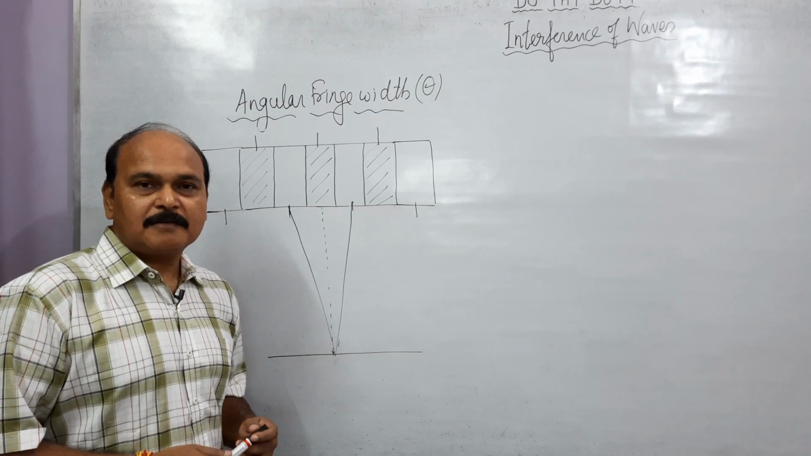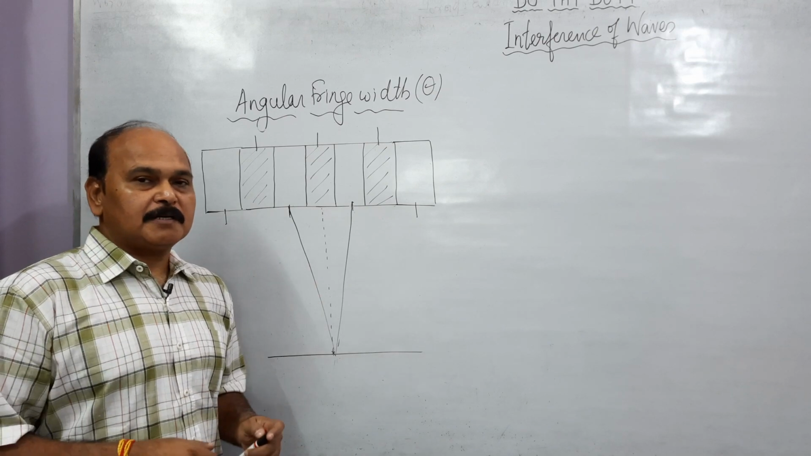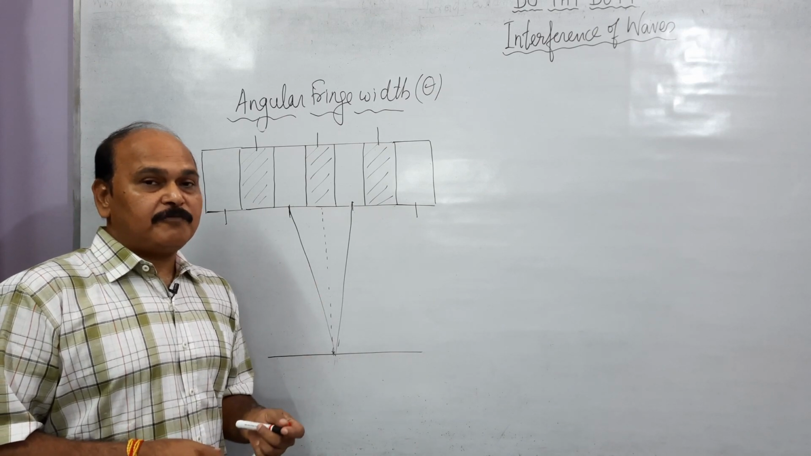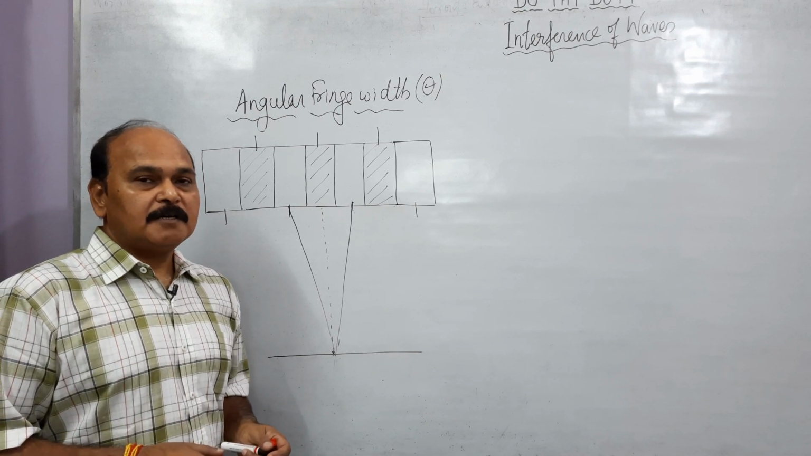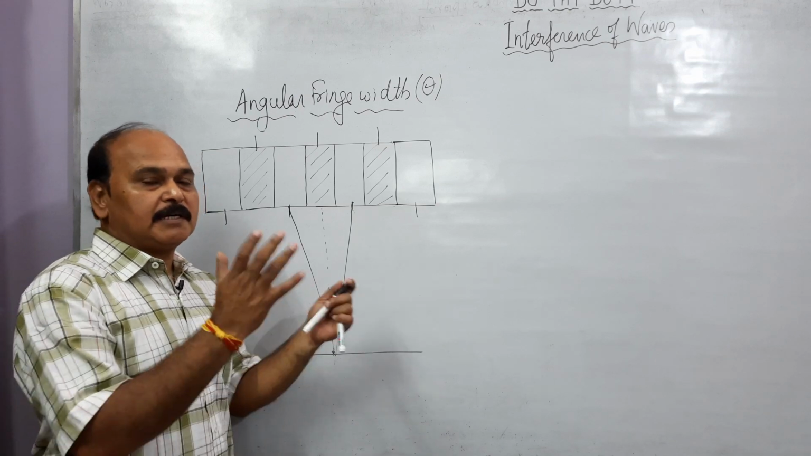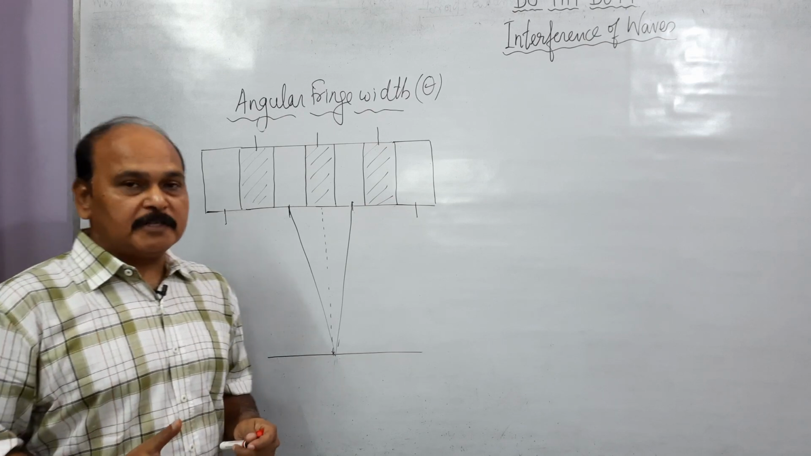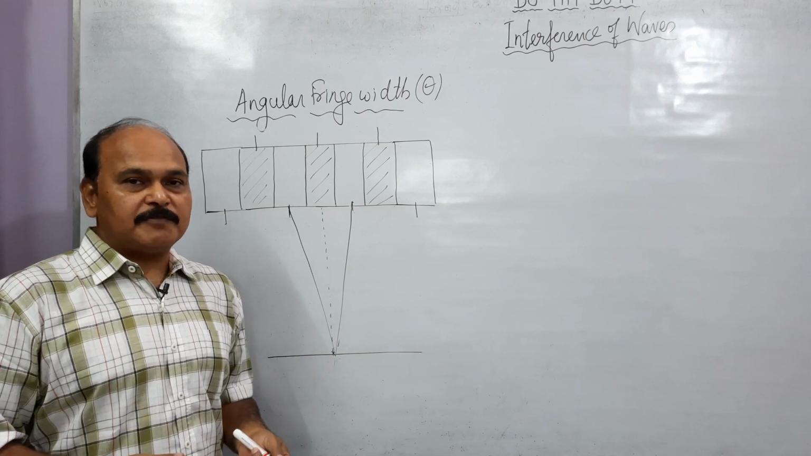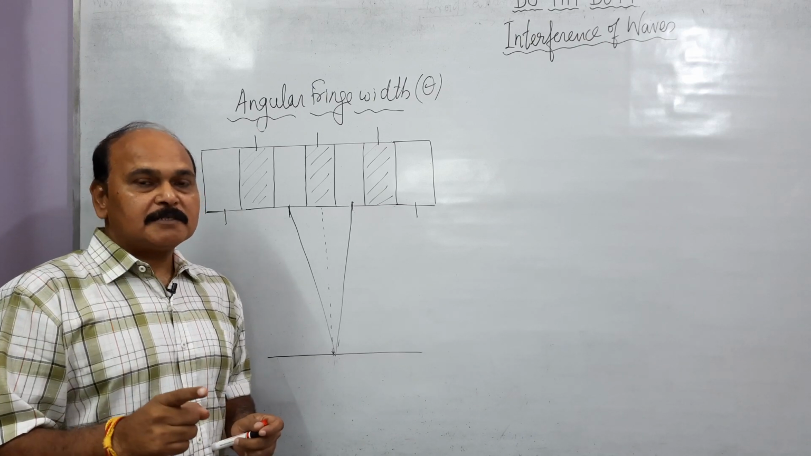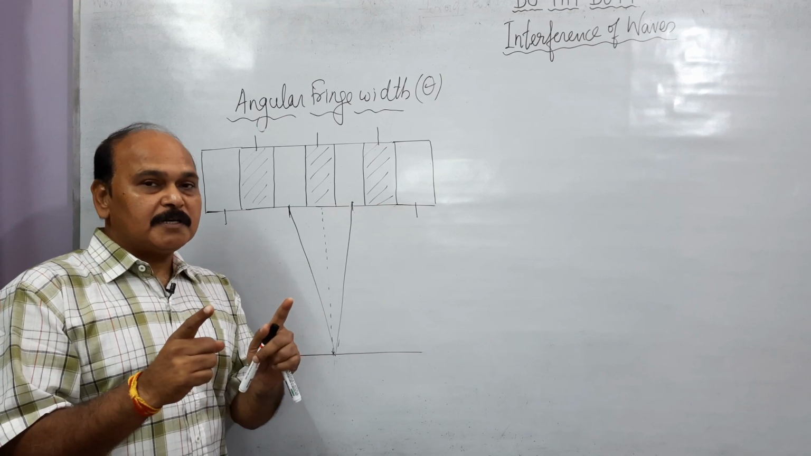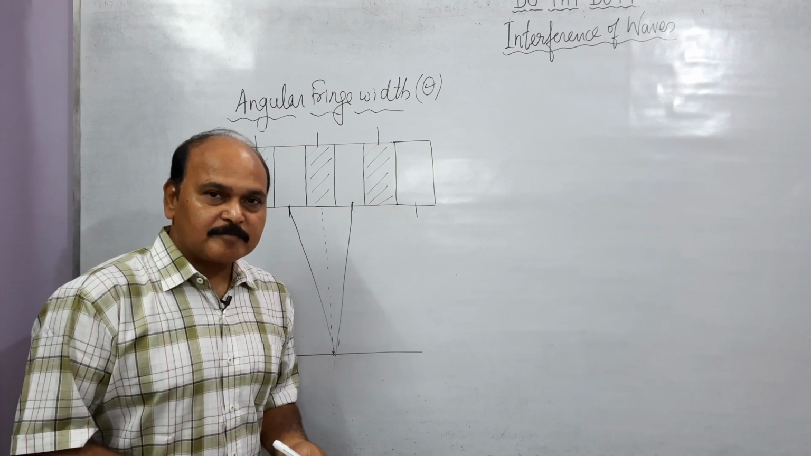Hello, my dear children. In the last class, we studied Young's double slit experiment, and in that experiment we found out fringe width, linear fringe width. In the class today, we'll continue beyond that. The very first topic which we are going to study is angular fringe width. So, what is this angular fringe width? Angular fringe width is defined as the angular separation between two consecutive maximas or two consecutive minimas.